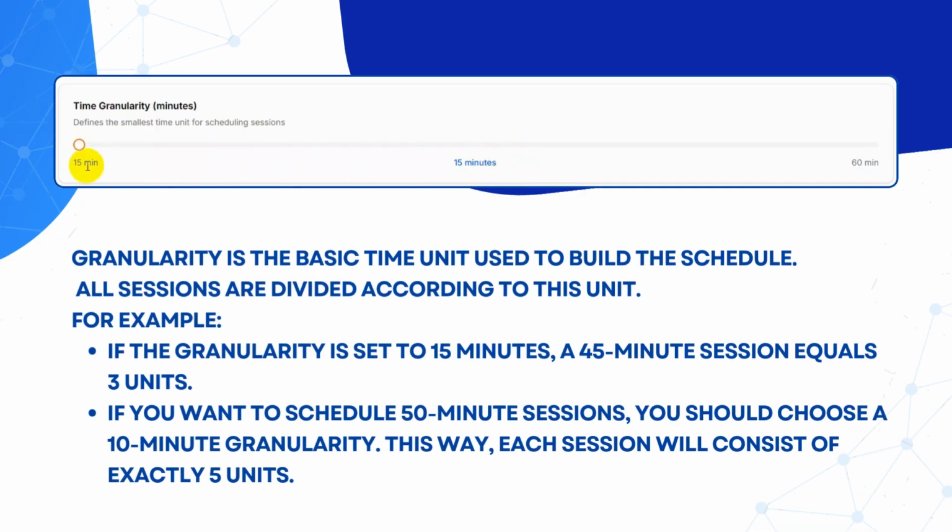Granularity is the basic time unit used to build the schedule. All sessions are divided according to this unit. For example, if the granularity is set to 15 minutes, a 45-minute session equals 3 units.